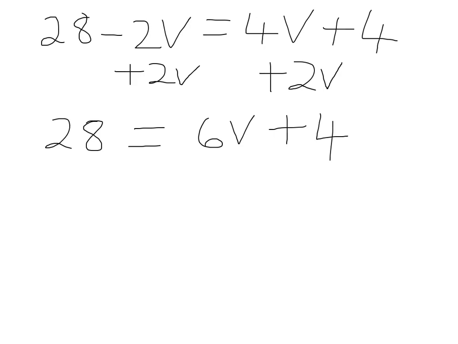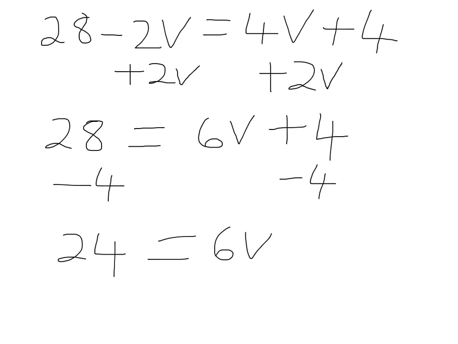So the next step then is to subtract 4 from both sides. So I end up with 28 minus 4, which is 24, is equal to 6v. And of course now I can divide both sides by 6. So I end up with v equal to 4, because 4 times 6 is 24.